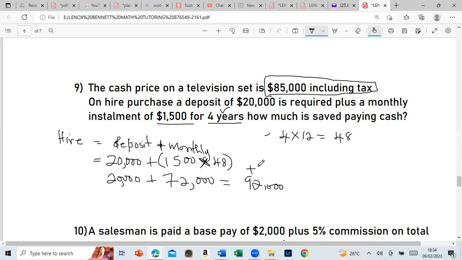So the savings: if we buy cash, we would have to pay 85. So we just simply subtract 85 from this. All right, and that's it. So that'll be 92 minus 85, which is 7,000.